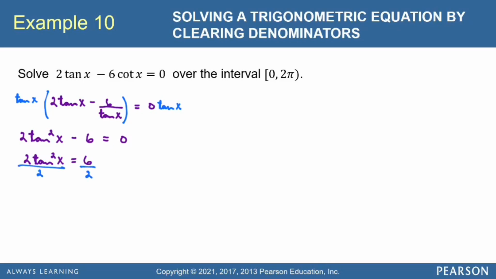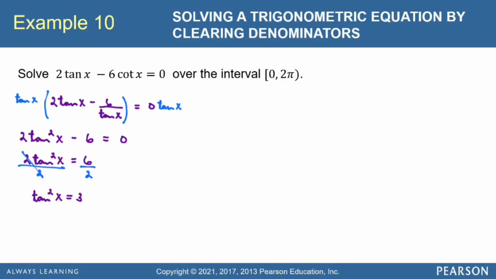And now let's divide both sides by 2. Then the 2's on the left side of the equation will divide out, and that will leave us with tangent squared x equals 6 over 2, which is 3. So we have tangent squared x equals 3.